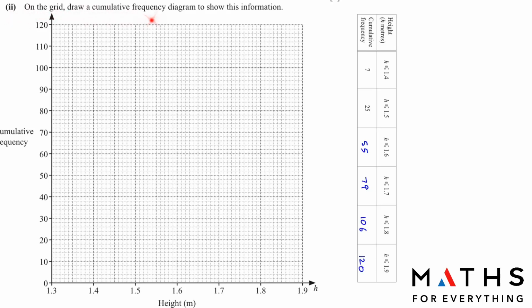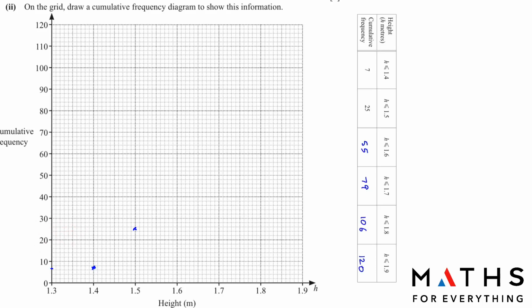C2, on the grid, draw a cumulative frequency diagram to show this information. So first we'll mark the points. Up to 1.4, we have 7. So on the y-axis, if you can see, we have 5 lines. So 0 to 10, each line is 2. So that will give us 7 somewhere here. So mark it here, 1.4. 1.5 is 25, 20, 22, 24, 25.